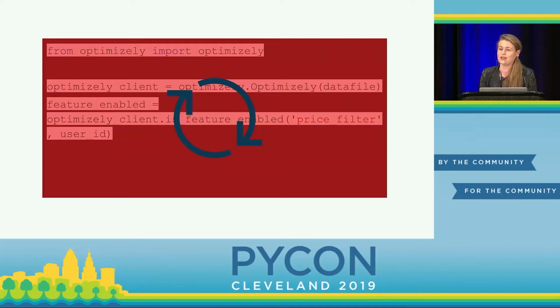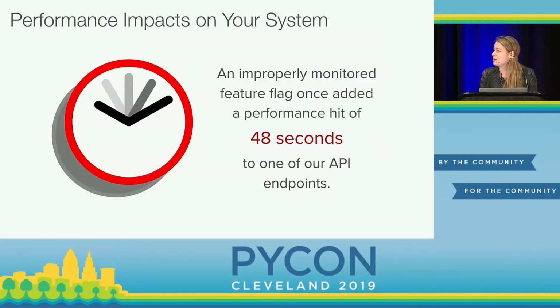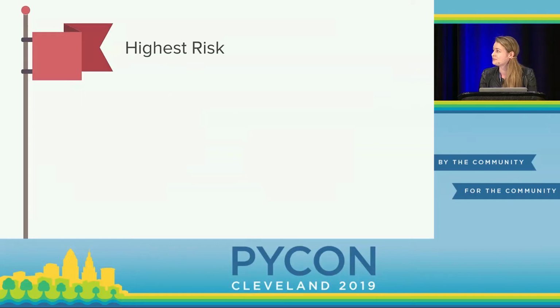So we were instantiating the client. We were doing all this expensive stuff a lot of times. Is that actually an issue? It turns out that added a performance hit of 48 seconds to one of our API endpoints. I don't know how patient the people in the room are, but I don't think anybody wants to wait 48 seconds for any kind of answer. So these things can have real performance impacts on your system if you're not doing them correctly.